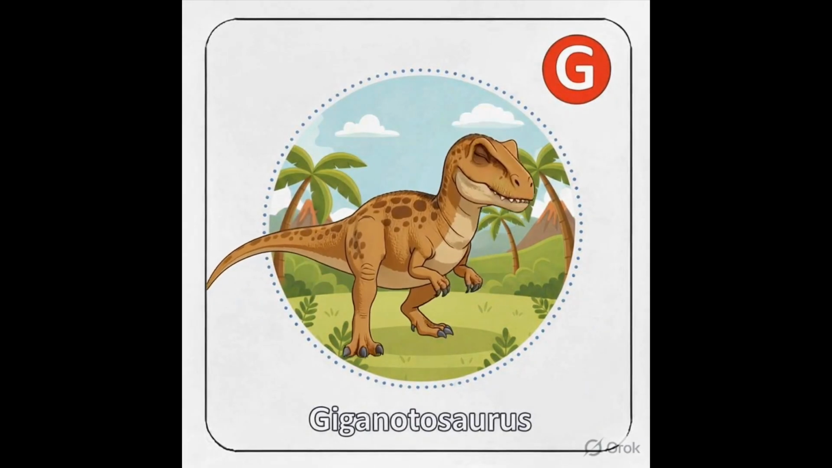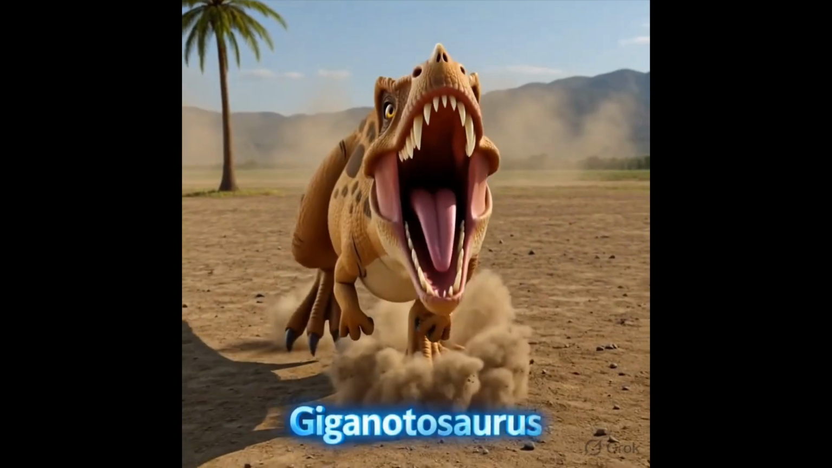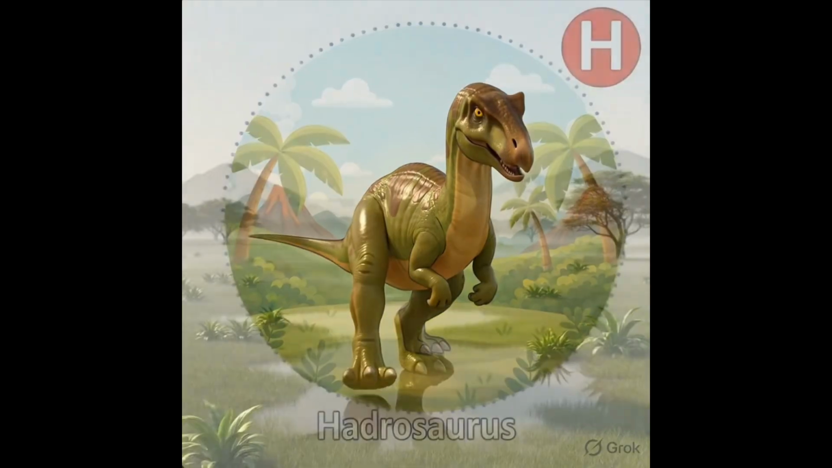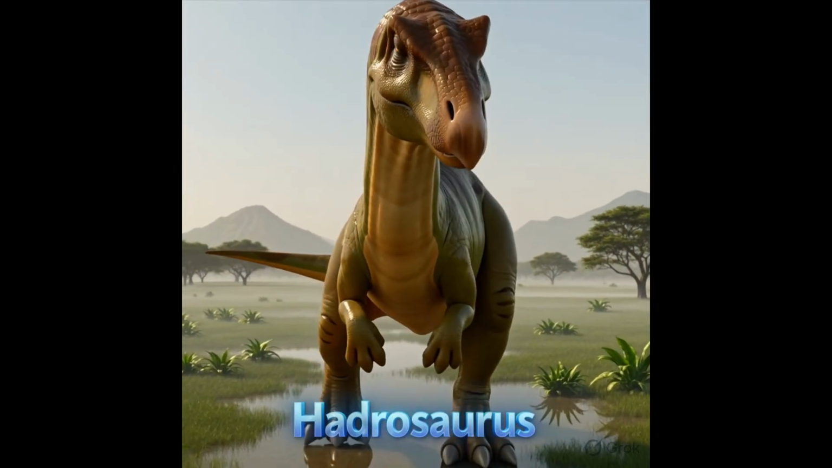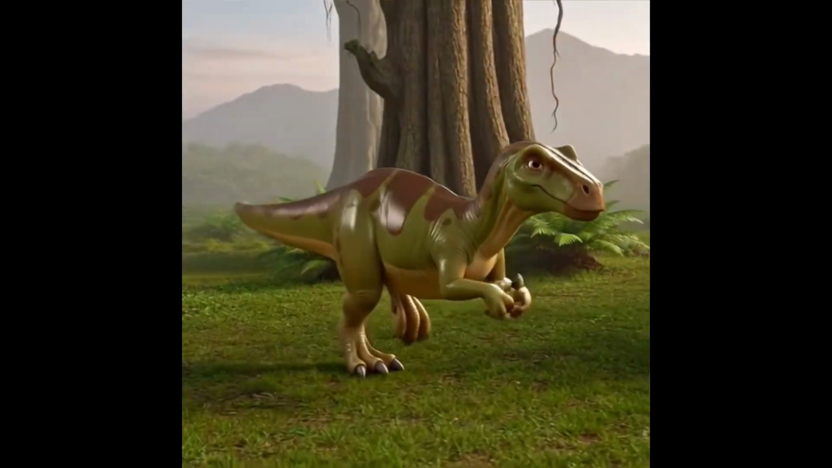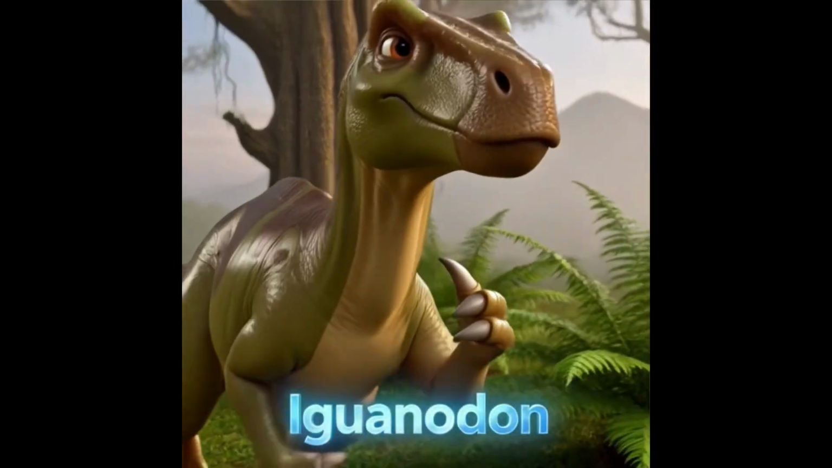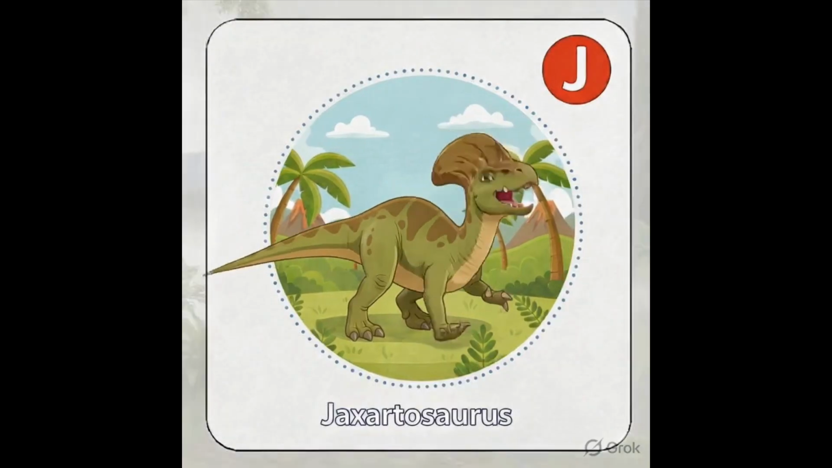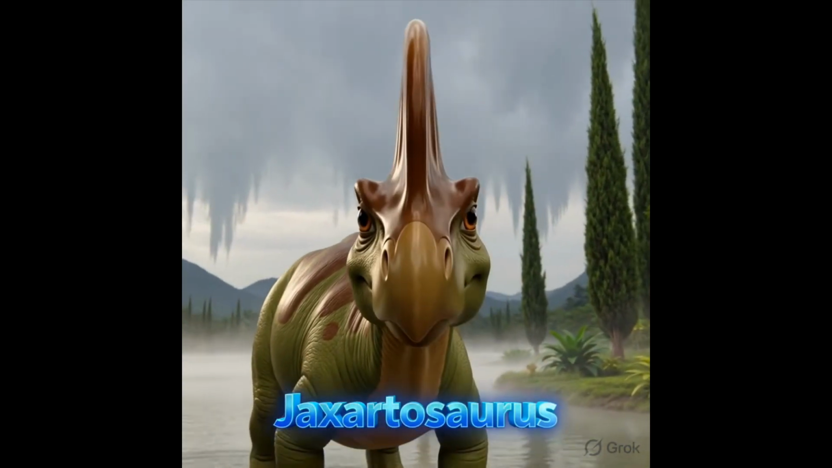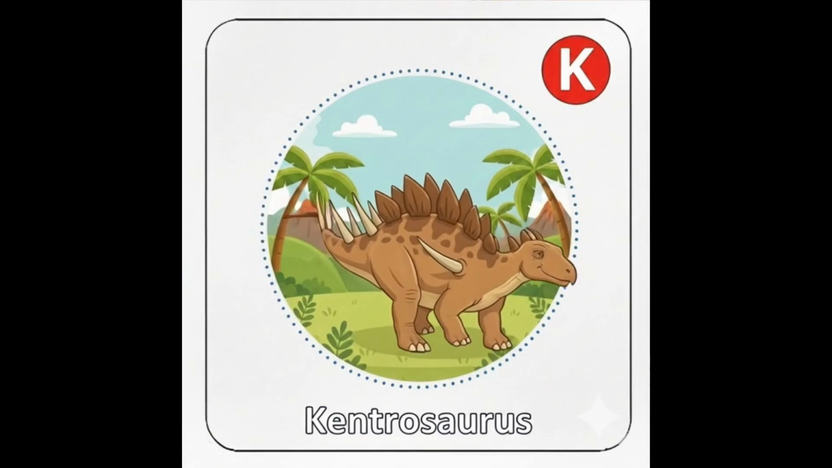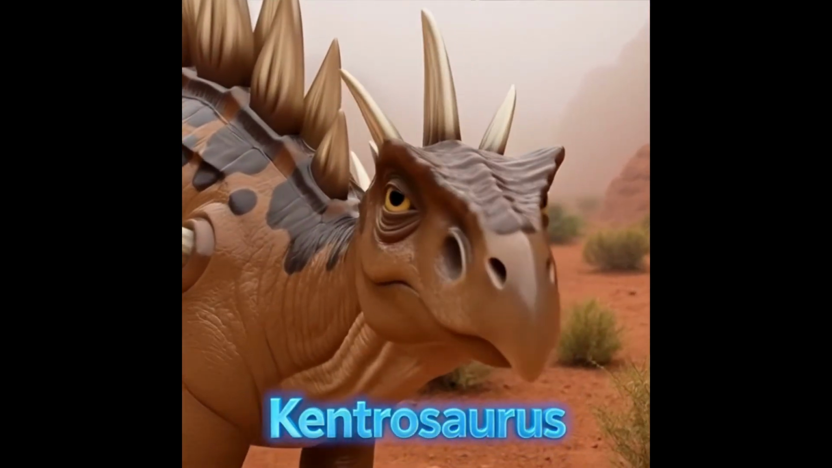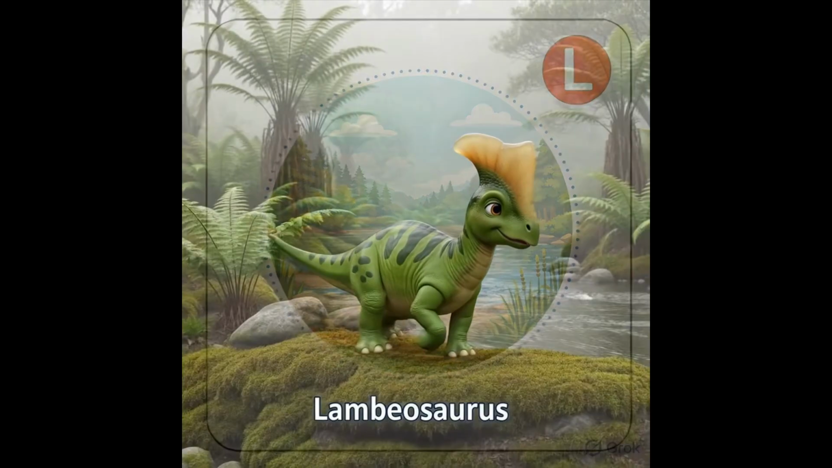G is for Giganotosaurus. H is for Hadrosaurus. I is for Iguanodon. J is for Jaxartosaurus. K is for Kentrosaurus. L is for Lambeosaurus.